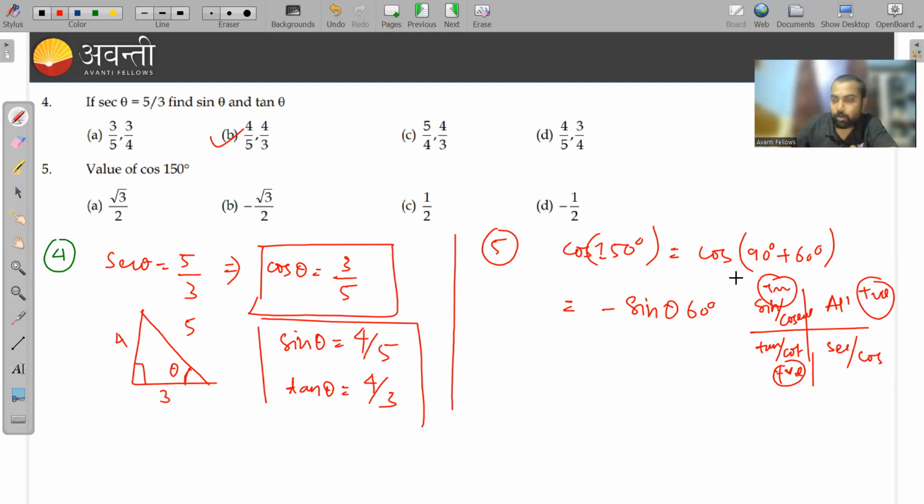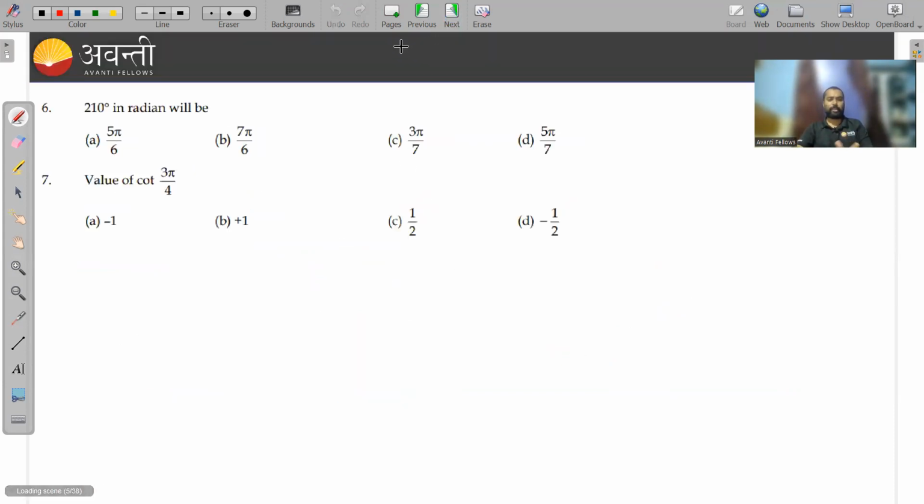So cos of 90 plus theta, that means 90 plus 60, is lying in the second quadrant. In the second quadrant cos is negative. Because we have 90 plus theta, cos becomes sine. So minus of sine 60, that is minus root 3 by 2. The correct answer is option B. Clear, everyone? I hope this is clear. Okay, let's move to the next question, number 6.